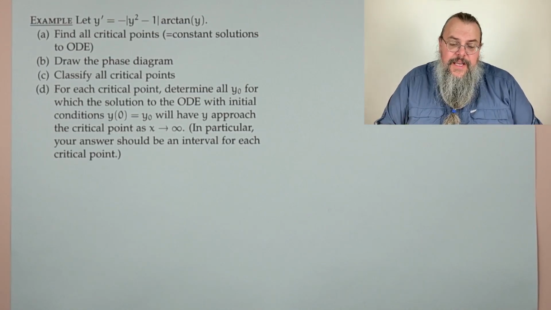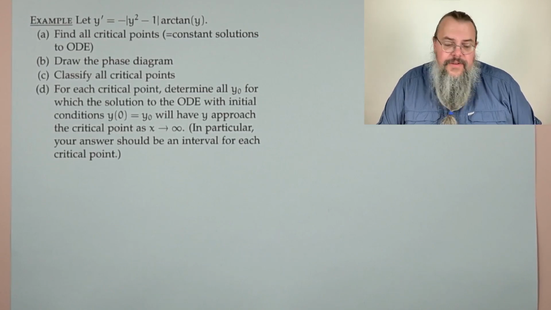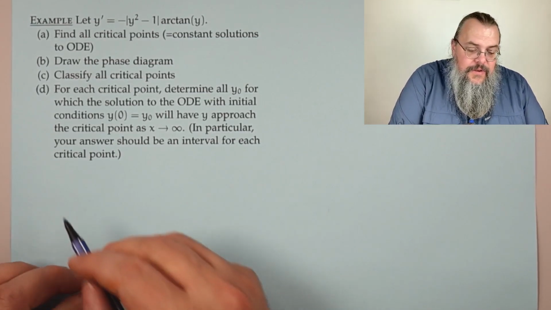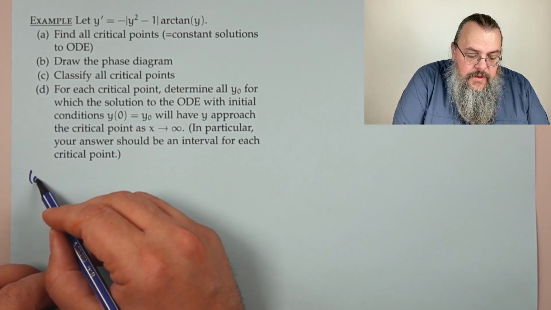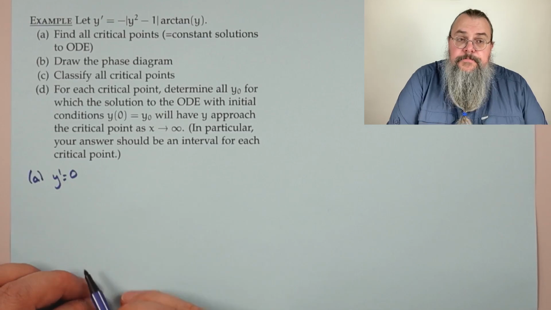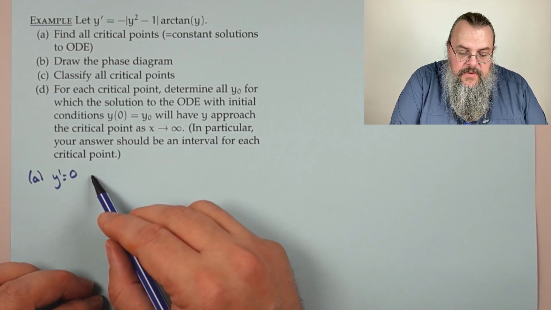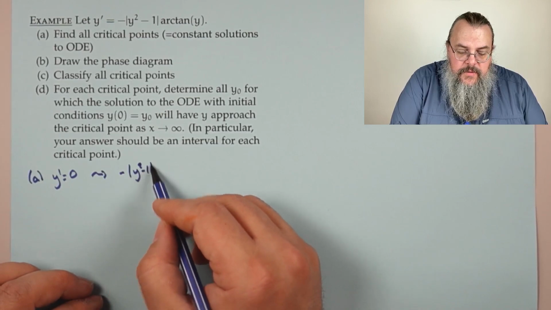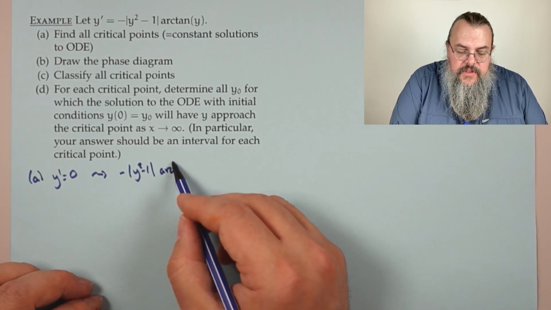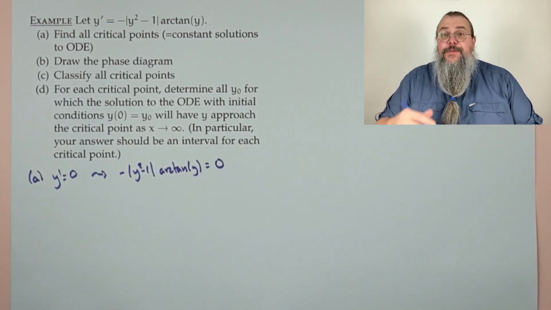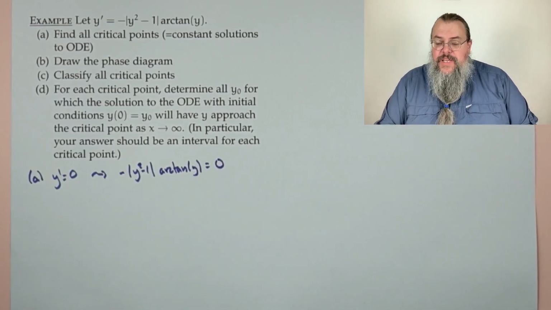So part A, find all the critical points. And it's a reminder, these are constant solutions. So how do we do that? Well, of course, critical points, y prime equals 0. Well, that becomes the same as saying negative absolute value of y squared minus 1 times arctangent of y is equal to 0.